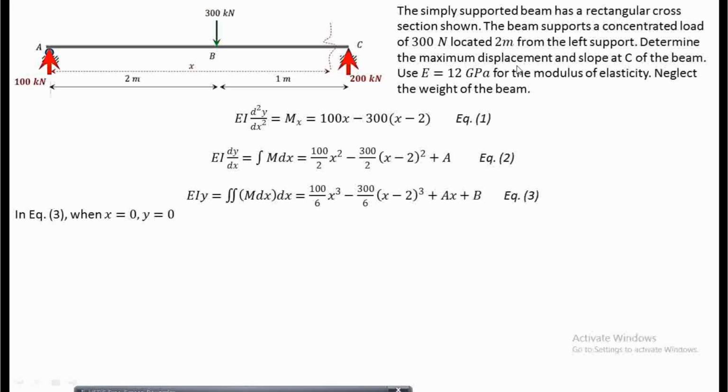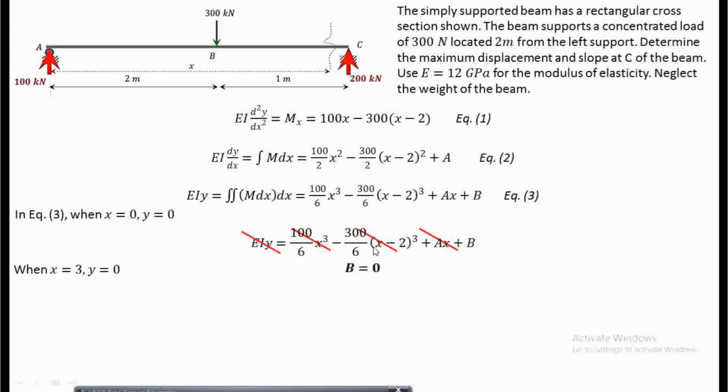In equation 3, I'm going to choose point A, wherein x is equal to 0, and y is equal to 0, kasi may support doon. So, kung kukopyahin ko yung equation 3, and I'm going to substitute the value of x by 0, ma-eliminate si EIY kasi 0 si y. Pati ito ma-eliminate. Ma-eliminate din si AX. Now, dito sa loob ng parenthesis na to, kapag sinubstitute ko si x ng 0, magiging negative yun, di ba? Kaya I'm going to ignore that 1. My b now is equal to 0.